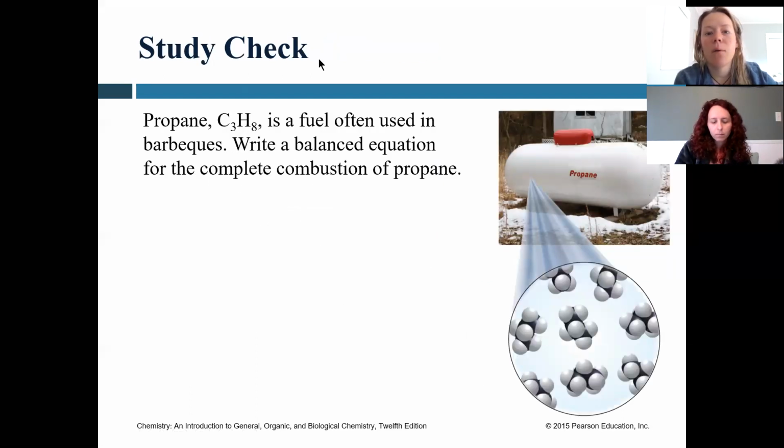Study check. Okay, I want you to write a balanced equation for the combustion of propane, C3H8. It follows the same rules that you've known about combustion this entire semester, or the last month or 2 of the semester.